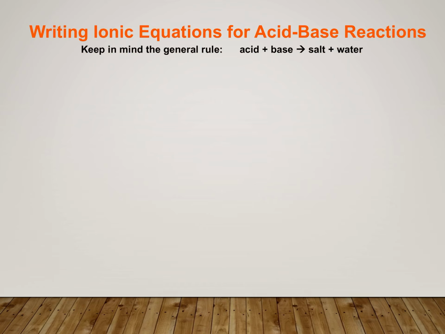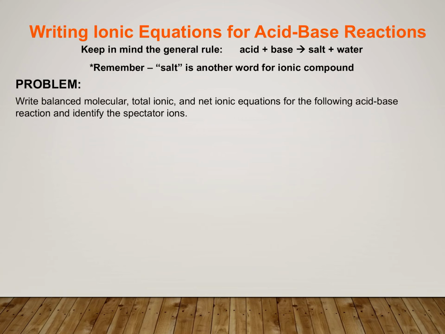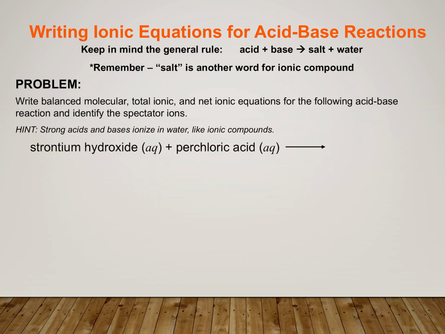So let's try this. Remember our general rule, if we have an acid plus a base, then we are getting a salt and water. And remember that a salt is another word for ionic compound. It doesn't mean that we're making sodium chloride. We might, but it just means that we're making an ionic compound. So here's our problem. This says write a balanced molecular, total ionic, and net ionic equation for the following acid-base reaction and identify the spectator ions. And my hint here is that strong acids and bases ionize in water, right? Like ionic compounds. So first thing we'll do is we'll write out the reaction.